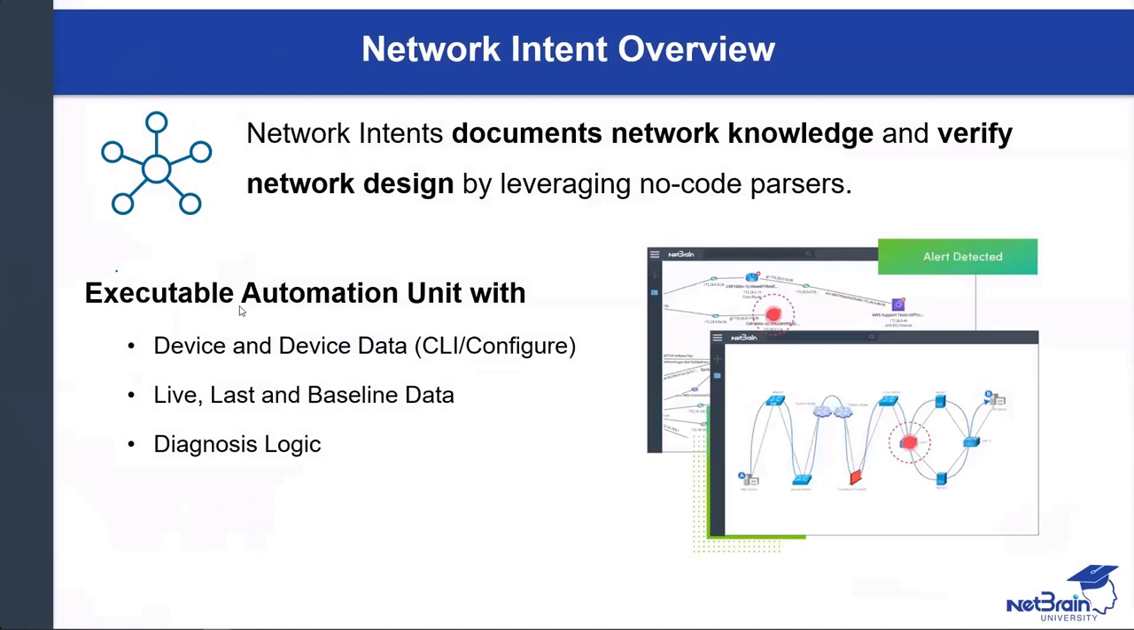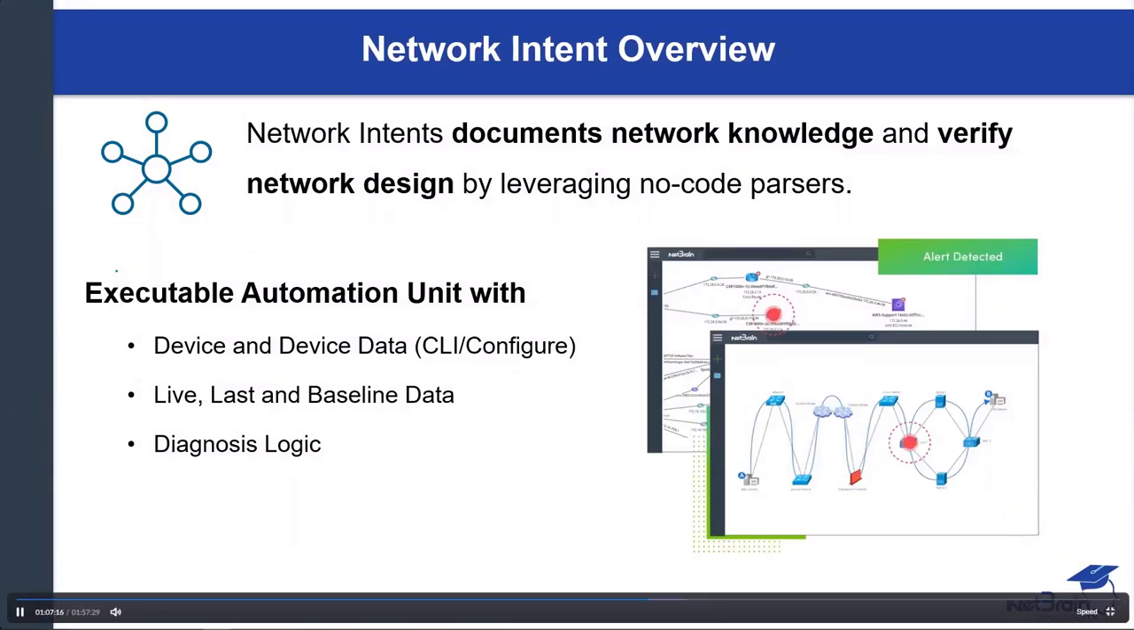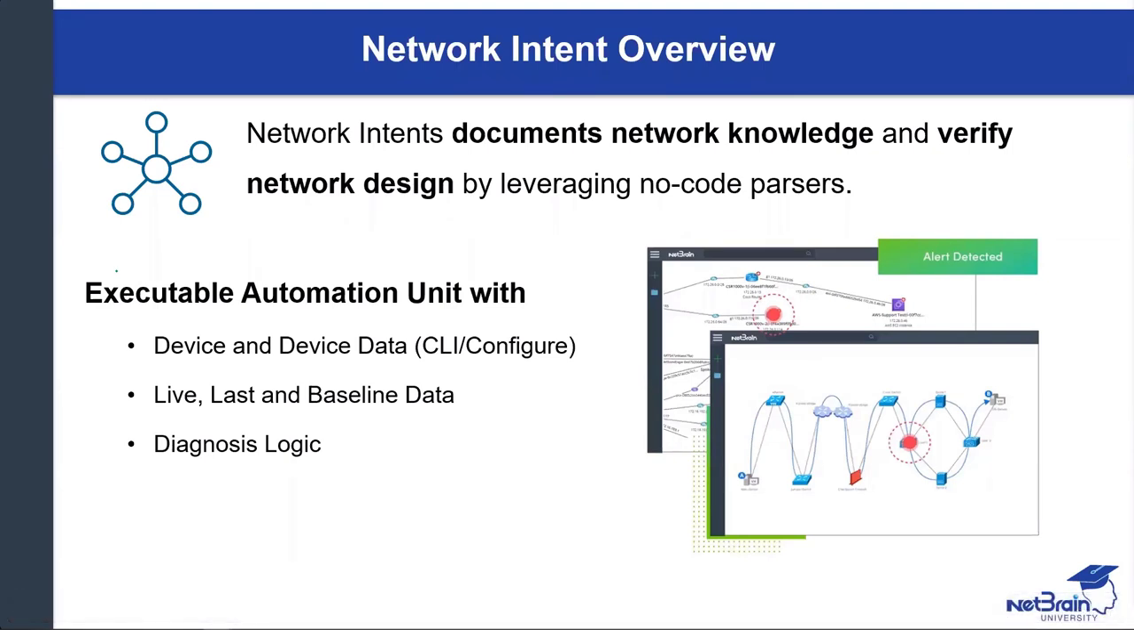So remember, network intents, we'll get much more into this in NetBrain 202, but remember, network intents are tiny pieces of automation that are meant to check specific aspects of configuration on specific devices. And when I say configuration, I mean either the actual config file or CLI show commands. And they have two broad uses.